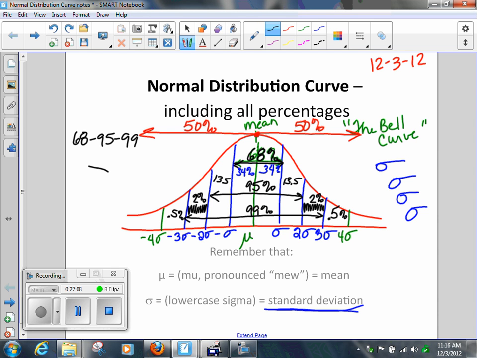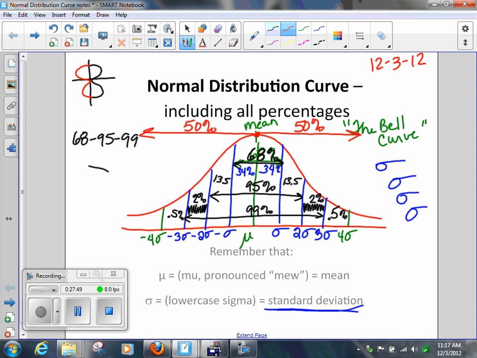Which leaves 1%, divide it by 2, and that gets 0.5 on each end. Let me do this. If I were to show you this picture, okay, what? It's symmetrical. The normal distribution curve is symmetrical about the mean, folks. And if you can wrap your head around 34, 34, 13.5, 13.5, 2.5, 2.5, you will not have any trouble with this at all. But you have to know 68, 95, 99.